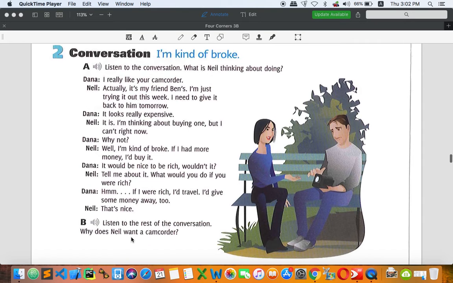And in part B, why does Nell want a camcorder? The answer is that he wants to take more videos of his children. Hopefully you can get this answer. Once again, the first question: what is Nell thinking about doing? You can say Nell is thinking about buying a camcorder. And in part B, why does Nell want a camcorder? You can say he wants to take more videos of his children. Okay, hopefully you can get the answers. Don't worry, I will write down the answer for you.